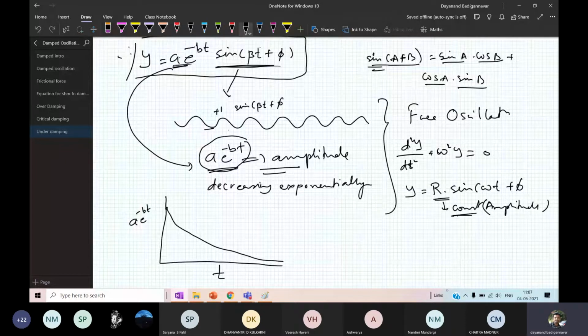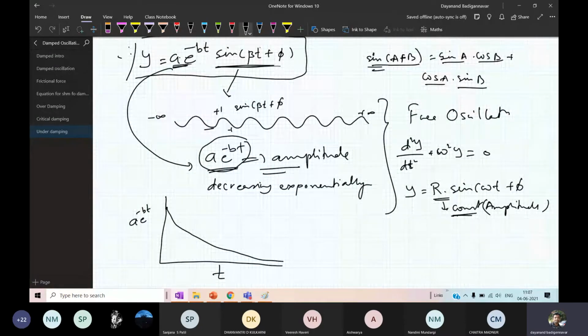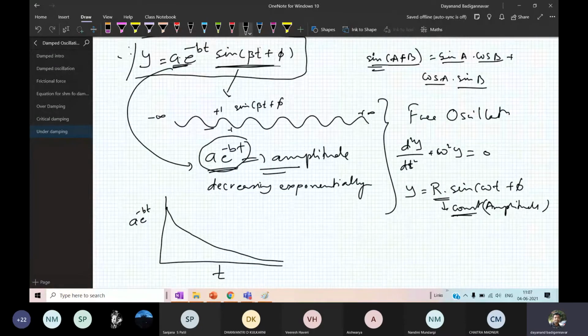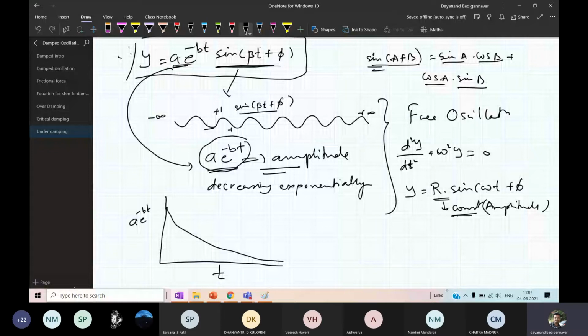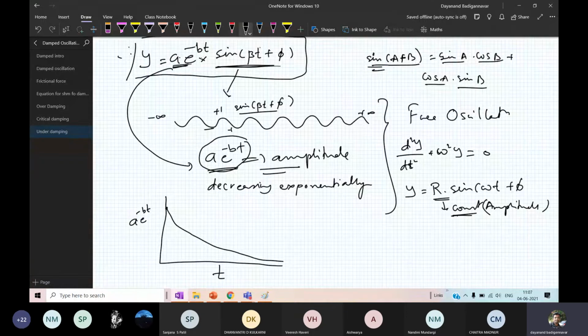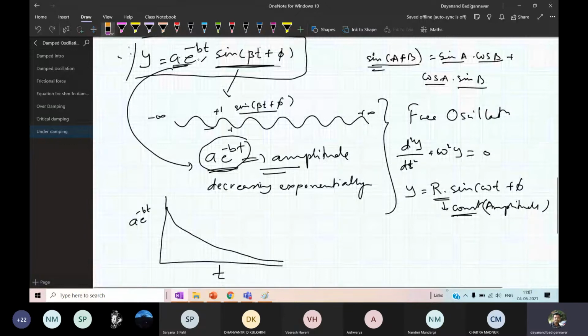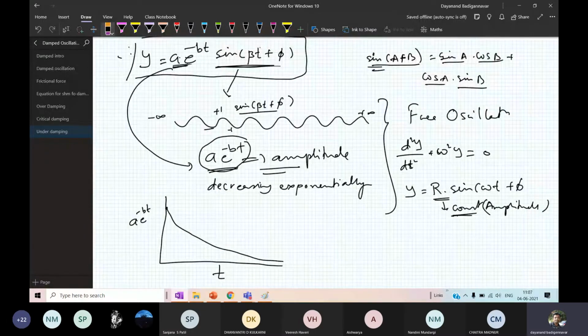The values are between +1 and -1. Got it. So this is a sine function. It is multiplied with the damping factor a into e raised to minus beta t. This is the dying amplitude. So if I combine these two, you will get one wonderful result.